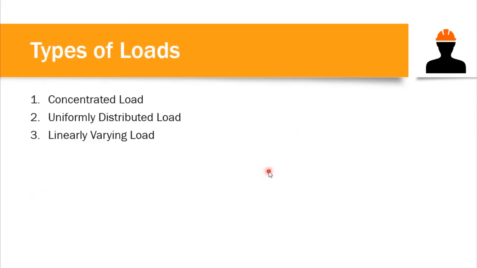Again, we have three different types of loads on our beam. We have the concentrated load, which is in terms of kilonewton, or it could be in kips, or pounds, or kilograms. This is the same unit as axial load. Then we have the uniformly distributed load, whose unit is kilonewton per meter, or kips per foot.